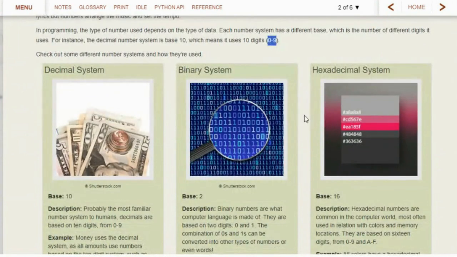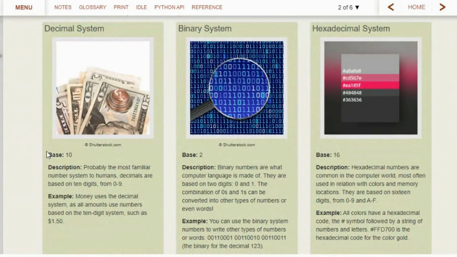So let's check out some of the different number systems. Decimal system, base 10. It's the most familiar. 0 to 9. Money uses decimal systems, as all amounts use numbers based on the 10-digit system. $1.50. Binary is a computer language, base 2.